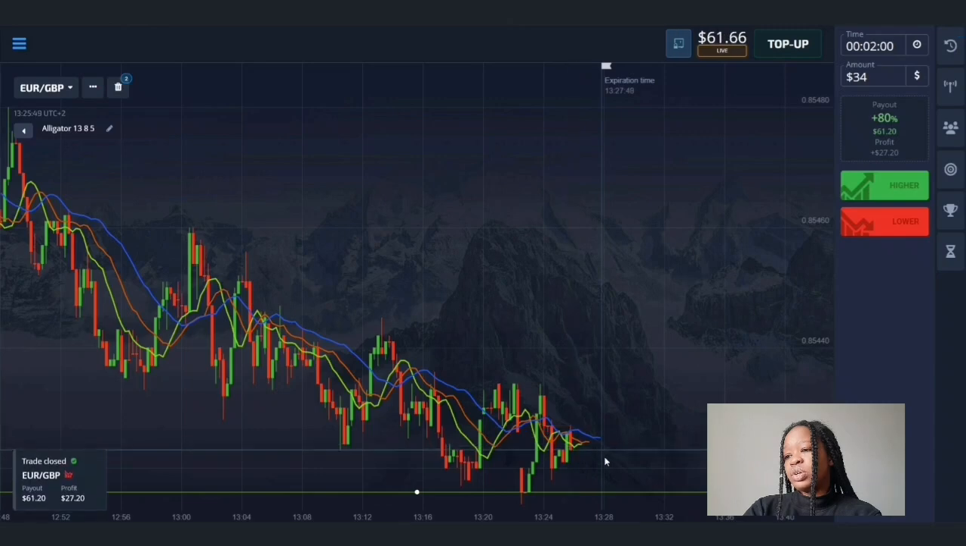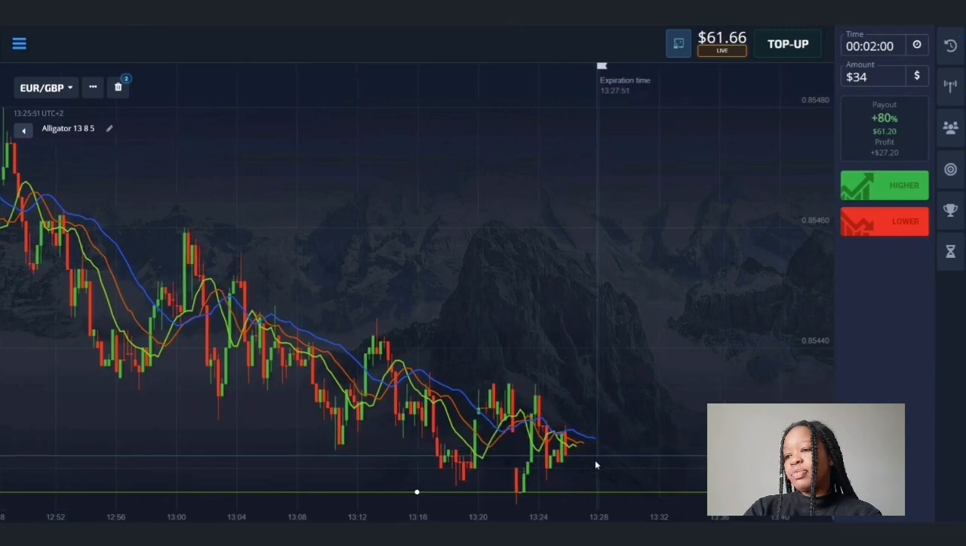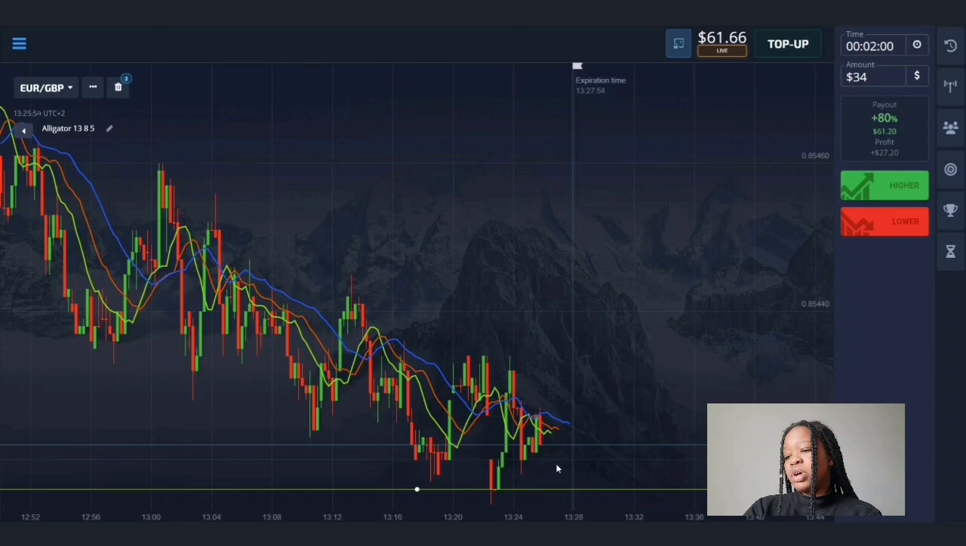So analyzing this trade, the price trended down to this level and it has brought me a profit. So I'll go on.